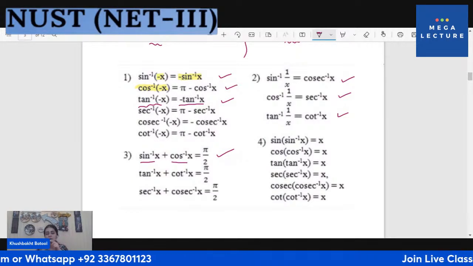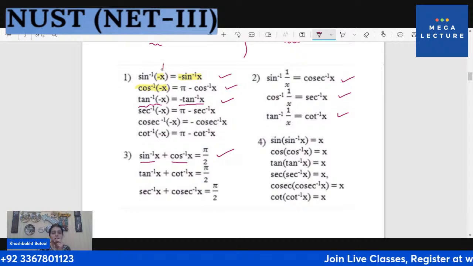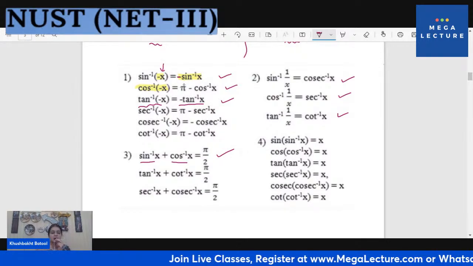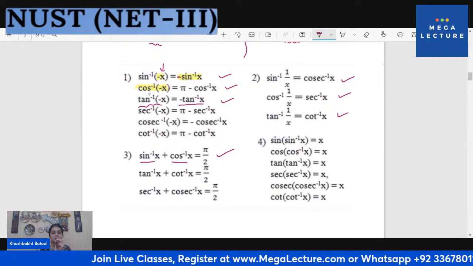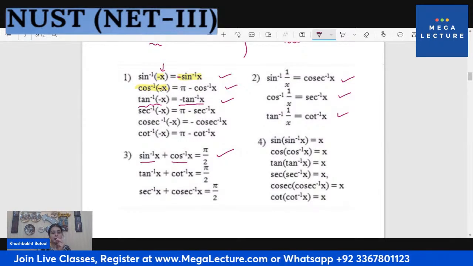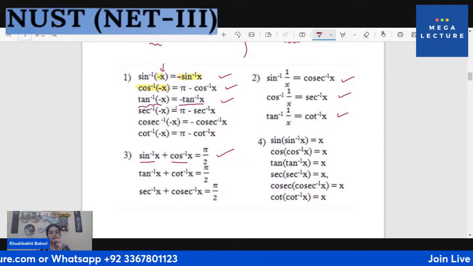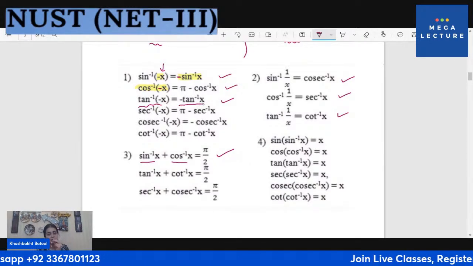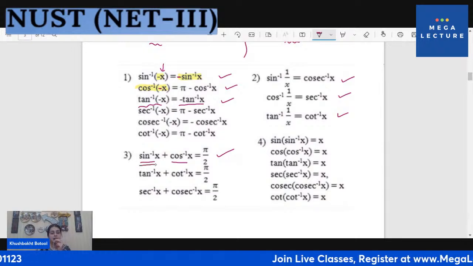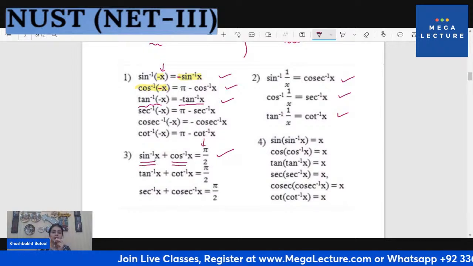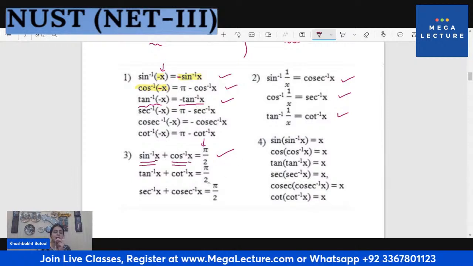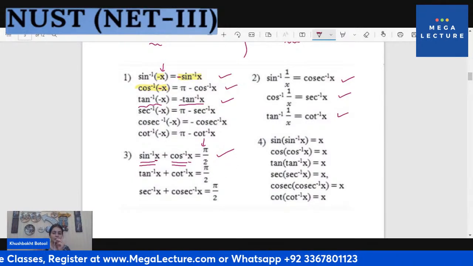What is happening in the first one? Sine inverse of minus x is equal to minus sine inverse of x. Please try learning these with me right now. Cos inverse of minus x is pi minus cos inverse of x. Tan inverse of minus x is minus tan inverse of x. Then sine inverse x plus cos inverse x would always give you pi by 2 whenever this value is the same. It would give you pi by 2 no matter what.